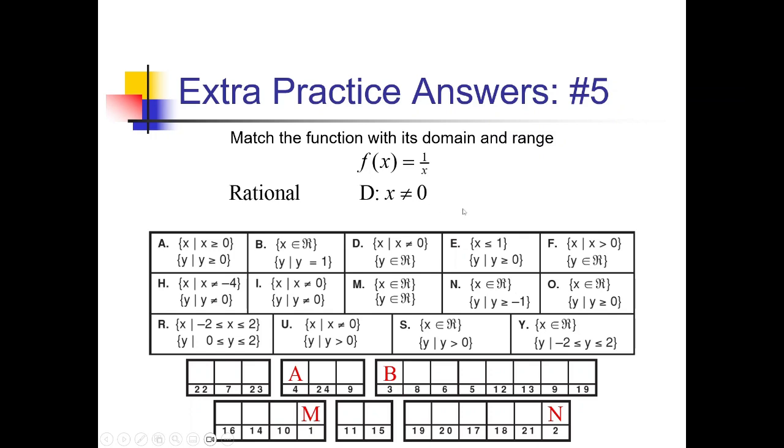For the range, the only y value this thing can't hit is also 0. Now, the reason behind this is that to get 0 with a fraction, you would need to have 0 in the numerator. Since our numerator is a constant other than 0, it's impossible to get 0 no matter what you plug in for x. So we're looking for not 0 for both of these. Not 0 for both is going to be choice I. So 5 right here is I.